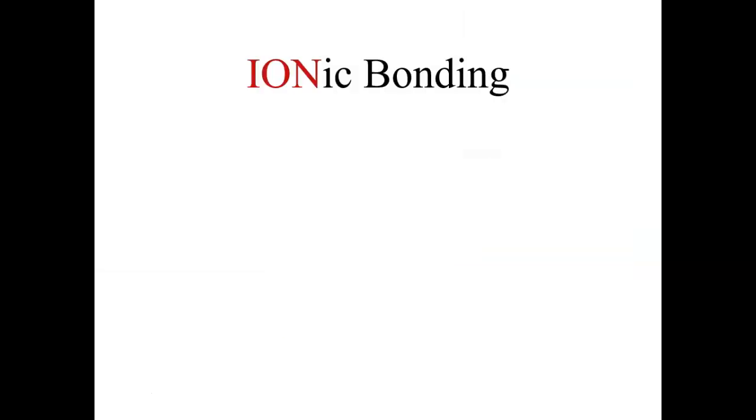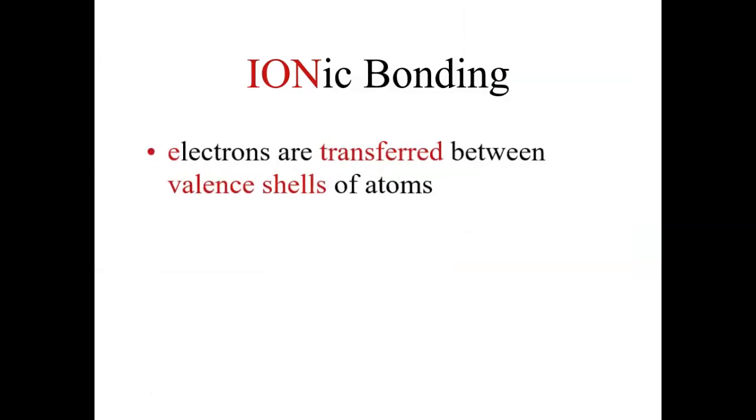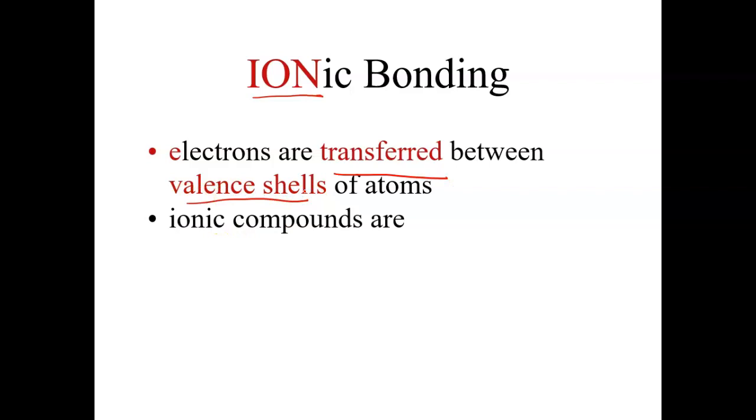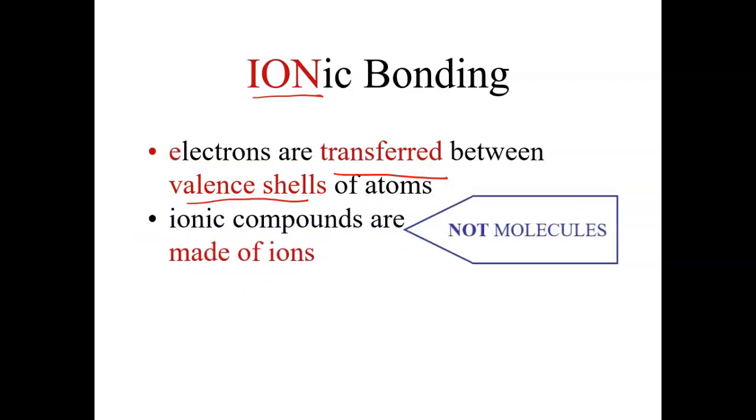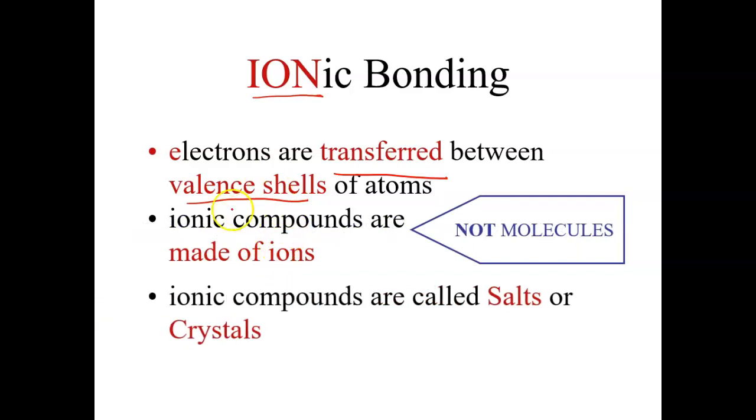All right. Let's get into the ionic bonding. Why did we crisscross? Why were we even worried about crisscrossing the charges? Well, because ionic bonds, of course, have ions in them, and they are transferring electrons between valence shells of the atom. So ionic compounds are made of ions. They are not molecules. They're made of ions.